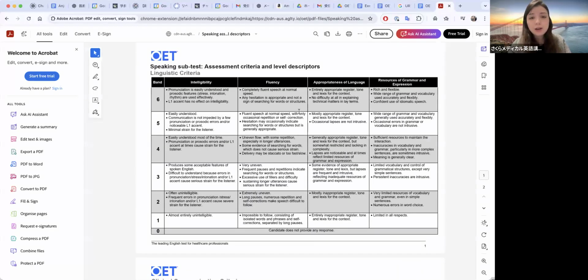You can give feedback to them on specific areas, like how was their intelligibility, how's their fluency, how's their appropriateness of language, how's their resources of grammar and expression. And this is what I want to get started with, what I want to start doing as well in my lesson.